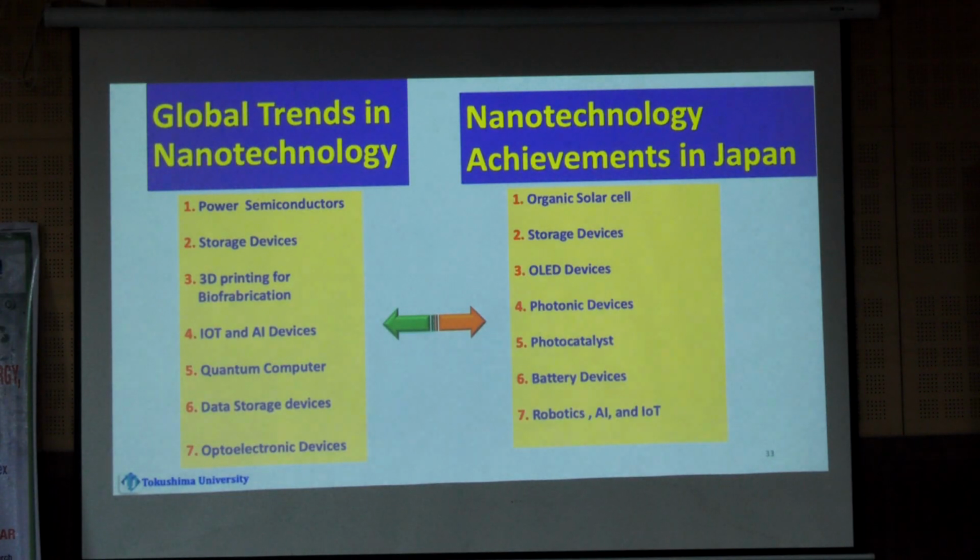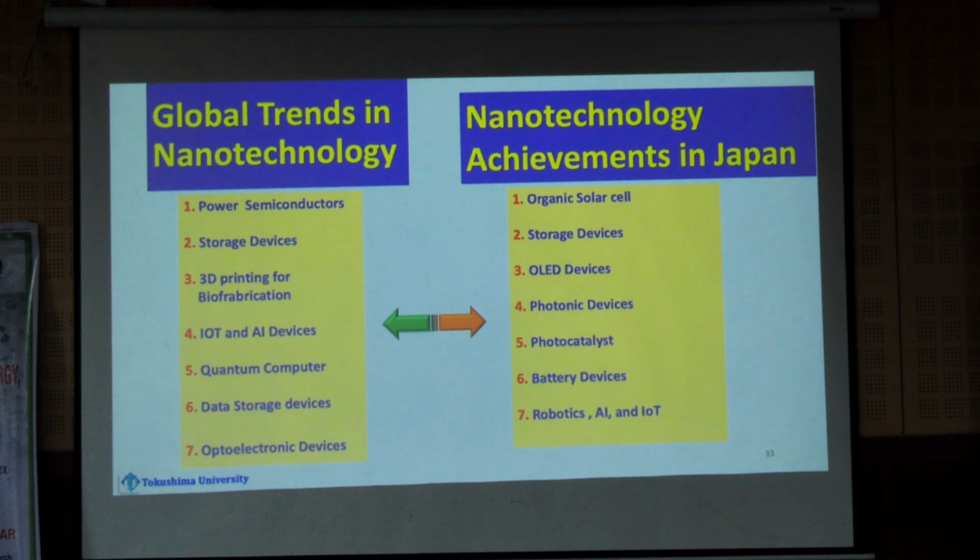Similarly, in the case of Japan, they are working on organic solar cells, because in Japan solar cells are quite used. Storage devices, meaning data storage devices. OLED, organic light emitting diode, to increase the performance of displays. Photonic devices, photocatalyst, battery devices, robotics, AI, and IoT.